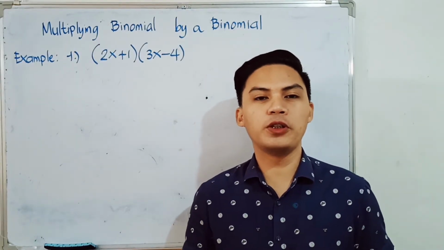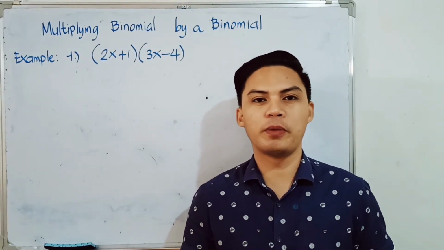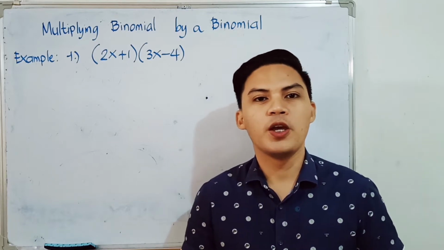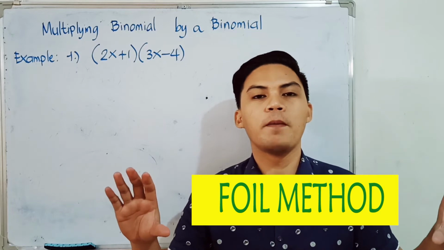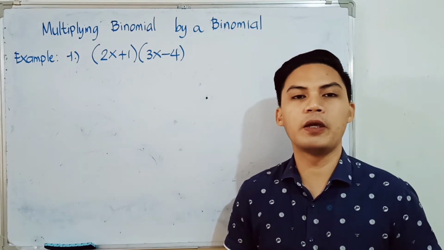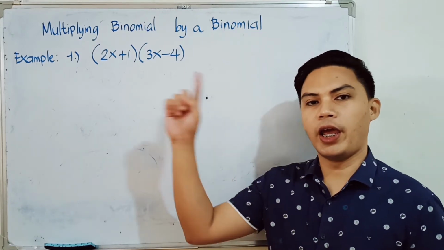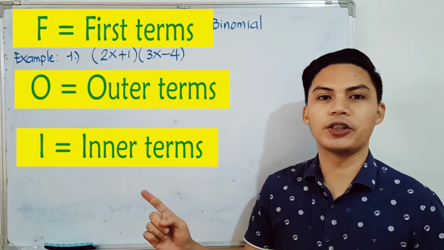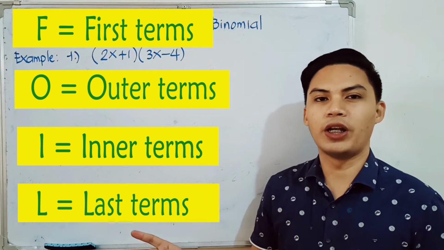Moving on, we have multiplying binomial by another binomial. So in this case, we're going to make use of one method. We call this one as the FOIL method. So in this method, the acronym FOIL stands for F, first terms, O, outer terms, I, inner terms, and of course, L for last terms.